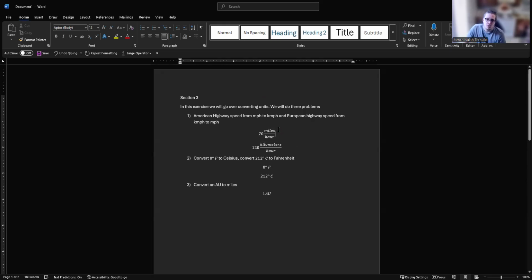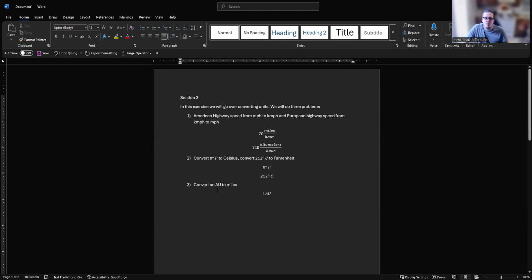So what we're going to do is convert average highway speed in America to kilometers per hour, and then convert average highway speed in Europe to miles per hour. Afterwards, we'll convert 0 degrees Fahrenheit to Celsius and then 212 degrees Celsius to Fahrenheit. And you can kind of see why I chose these specific values. They're familiar, but they're switched. 212 degrees Fahrenheit is boiling water, 0 degrees Celsius is freezing.